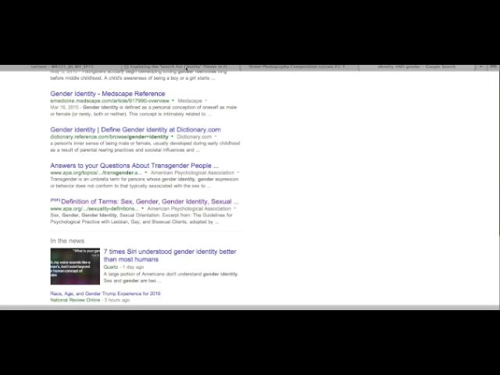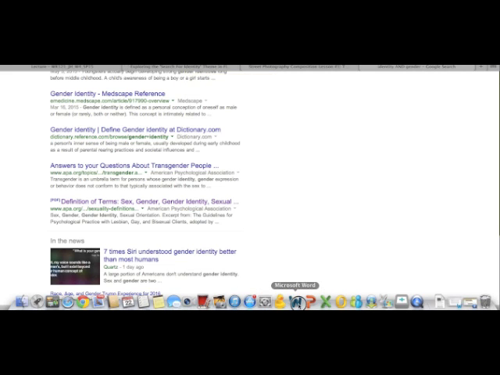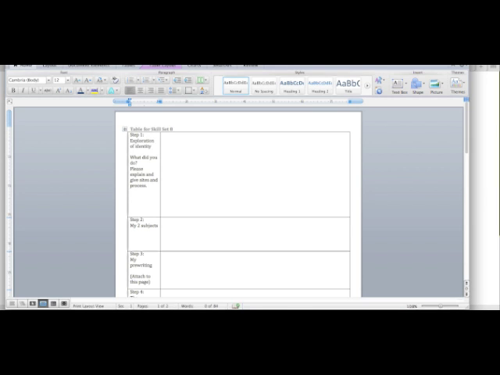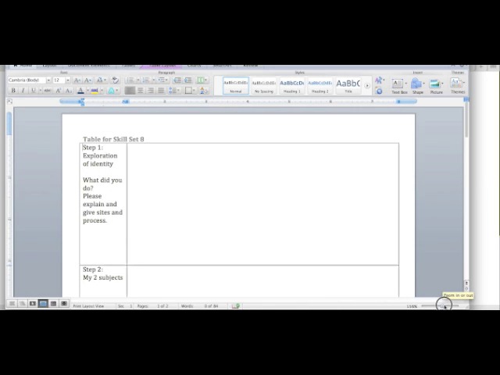Okay, let's look at the table. So here's the table for skill set 8, in case you haven't seen it yet. You just have to fill it in, and you can make it bigger or smaller. You can take up as much space as you like. But step 1 is the exploration of identity. So go much further than we went just now in our Google search together. Tell me exactly what you did.